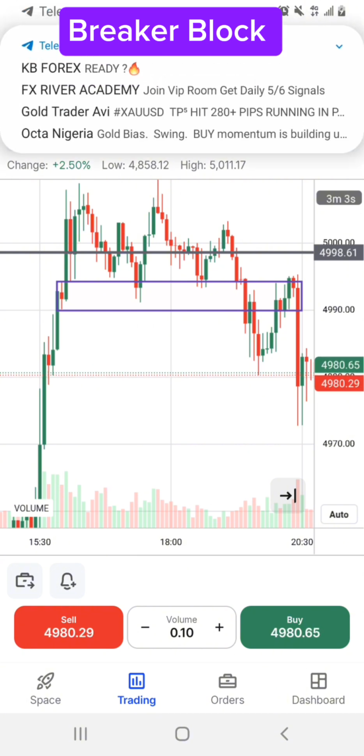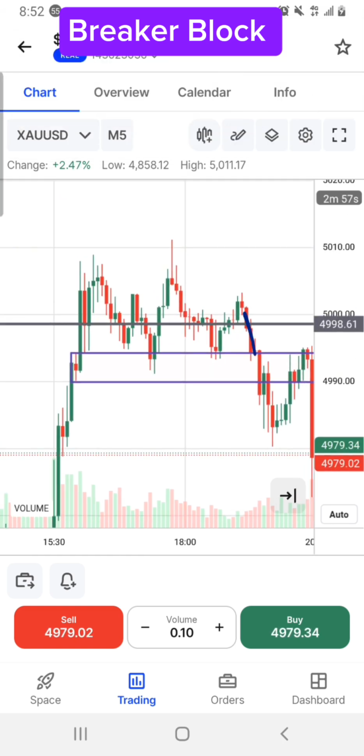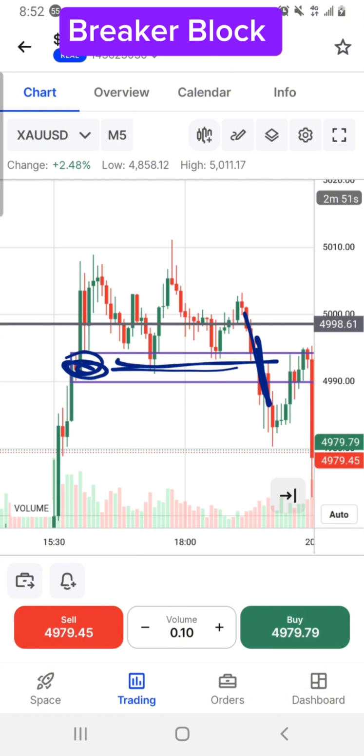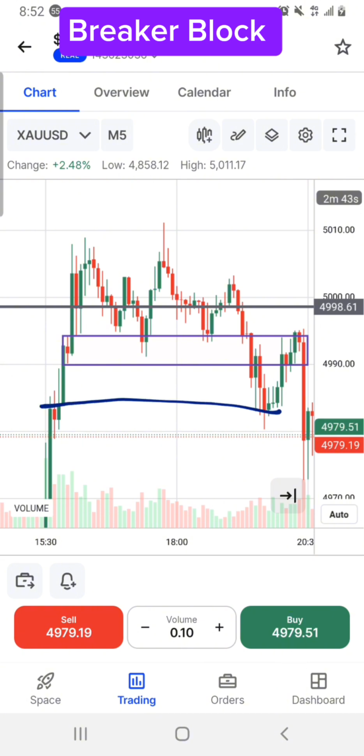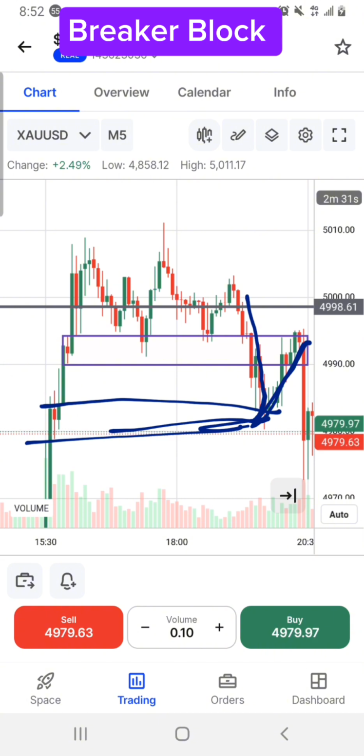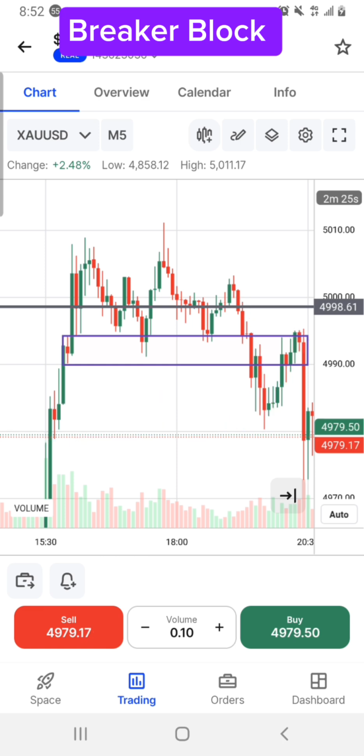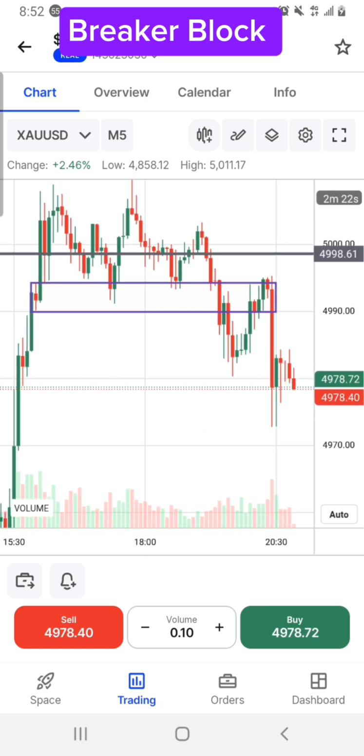The reason this is a breaker block is because it has been broken at this point. The price has broken this particular level, so this order block is no longer an order block, it is now a breaker block. The recent order block happens to be this particular one, which was holding the price. When the price came to this place, it broke and moved back to this point. Why you really need to understand this is because it's going to help you a whole lot when it comes to trading.